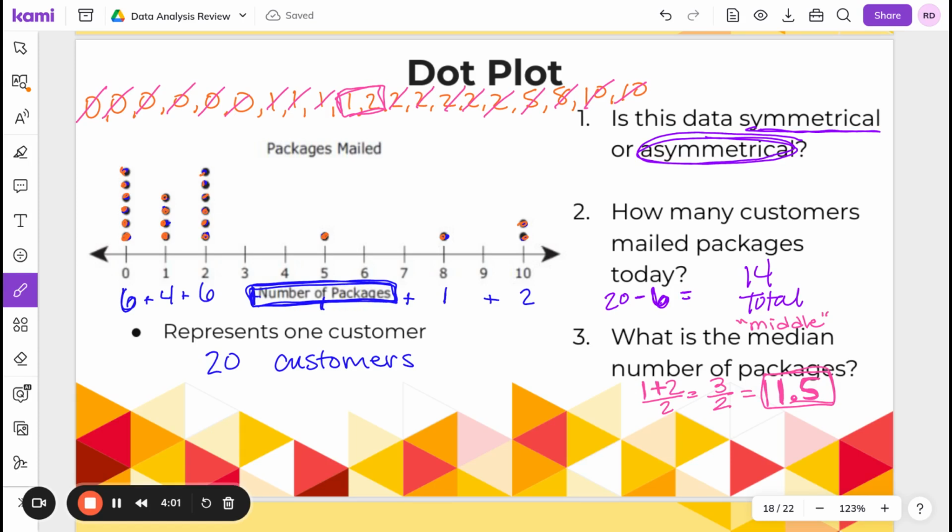Same thing with this data. You could also find the range and the mode and the median. Okay, if we were talking about the range, the most number of packages mailed was 10. The smallest number was 0. So the range is 10. If we're talking about the mode, there were 6 people with 0 and 6 with 2. So the modes, there are actually 2, is 0 packages and 2 packages. And again, I do not feel like adding all those up to find the mean. But you could do it.